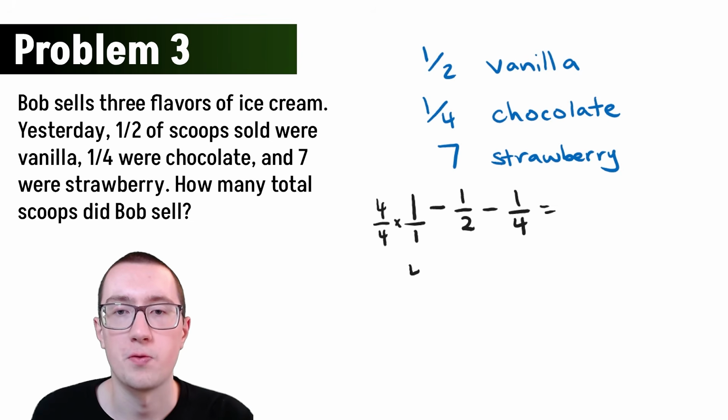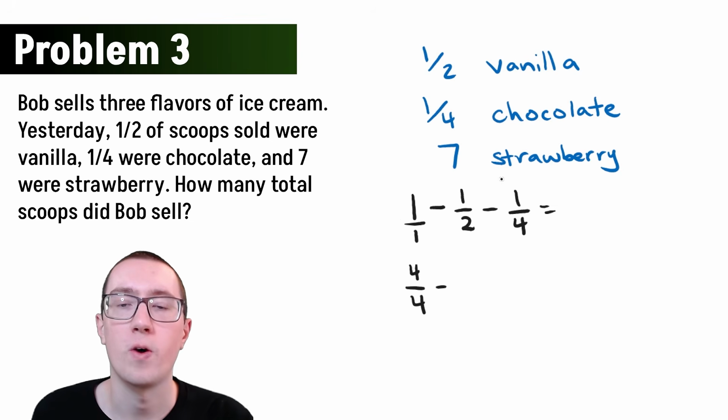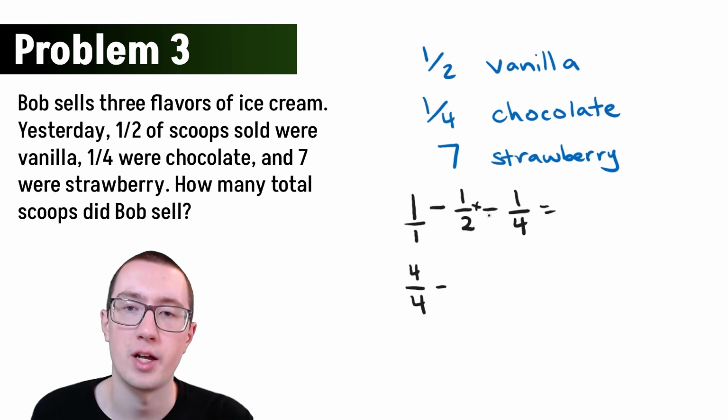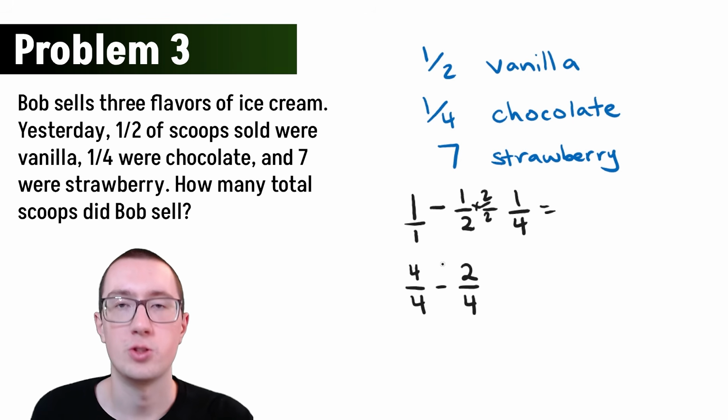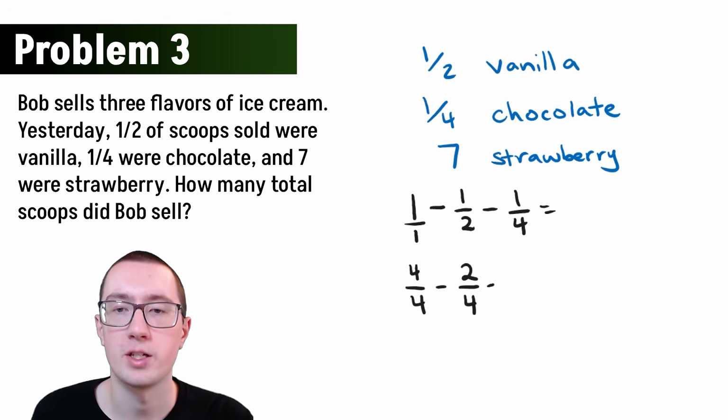So 4 times 1 is 4, and 4 times 1 is 4. So 4 over 4. And now 1/2, this is already a 2. So to make this a 4, we just need to multiply it by 2. So 1 times 2 is 2, and 2 times 2 is 4. So 1/2 becomes 2 over 4. And 1/4 already has 4 on the bottom, so I'm going to keep it the same.